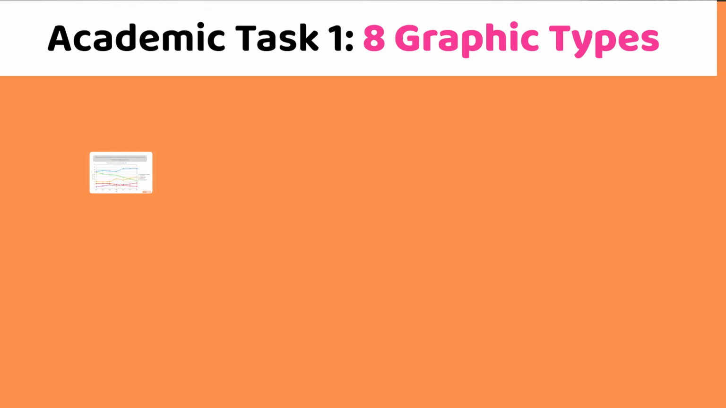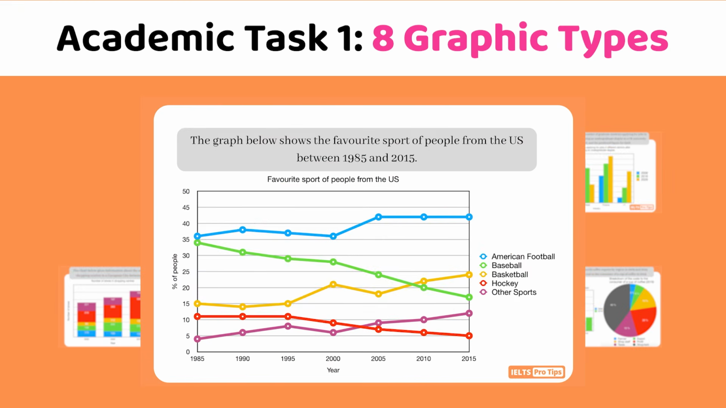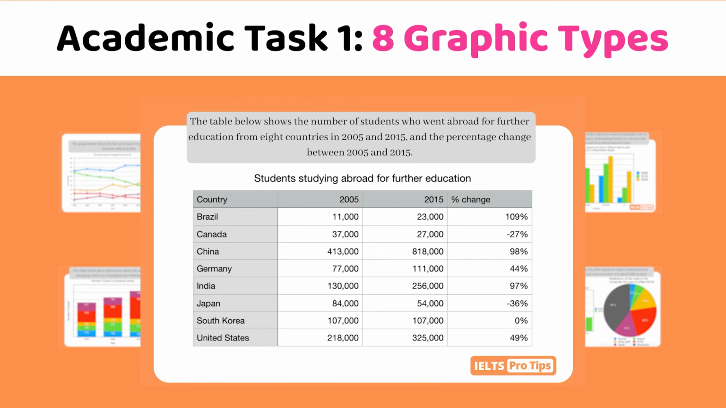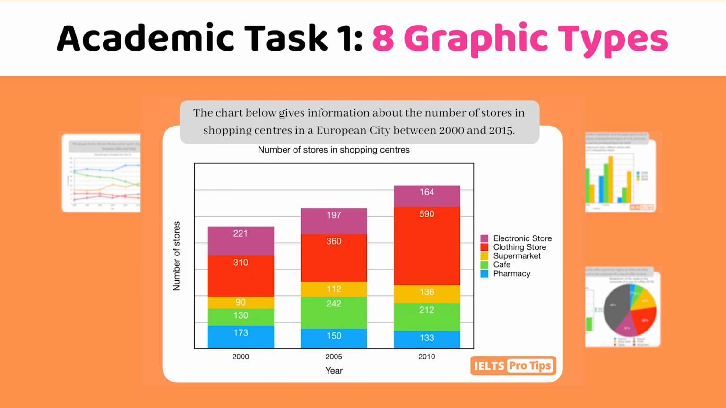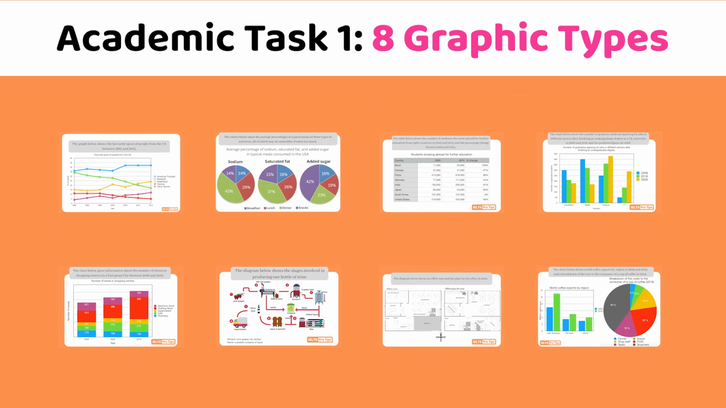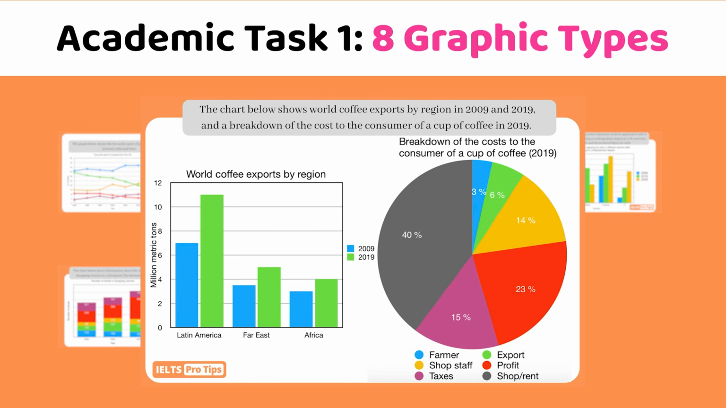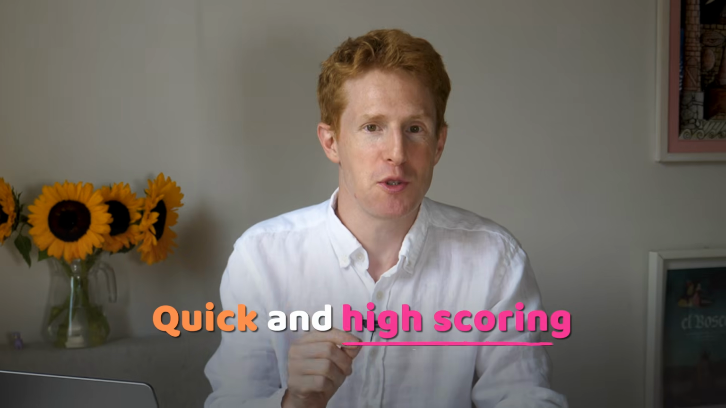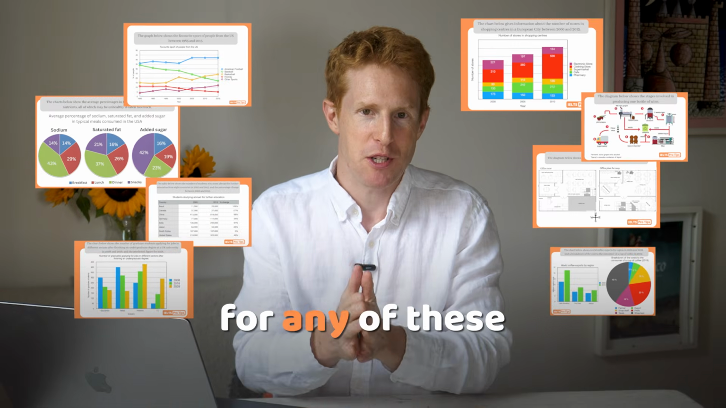There are 8 different graphic types in Academic Task 1. Line graphs, pie charts, tables, bar graphs, stacked bar graphs, process diagrams, map diagrams, and sometimes you might even get more than one graphic. In today's lesson, I'm going to show you how to write quick and high-scoring introductions for any of these graphic types.